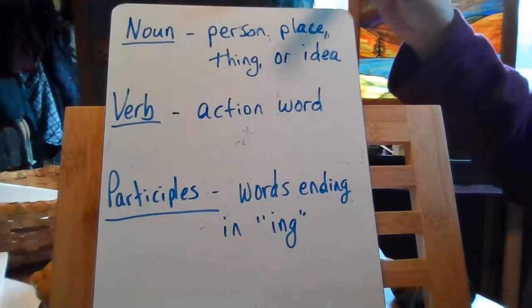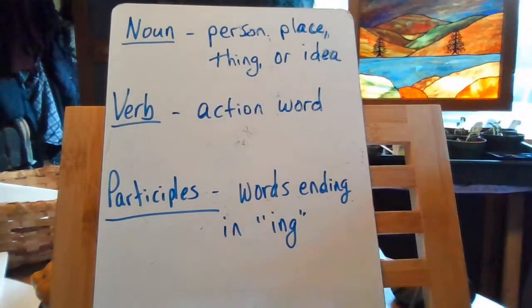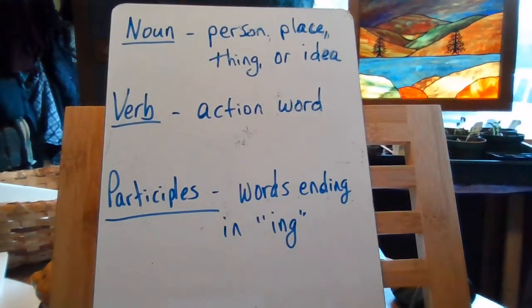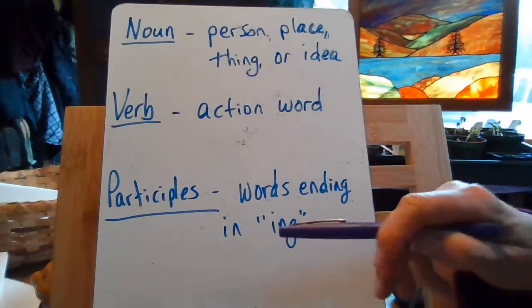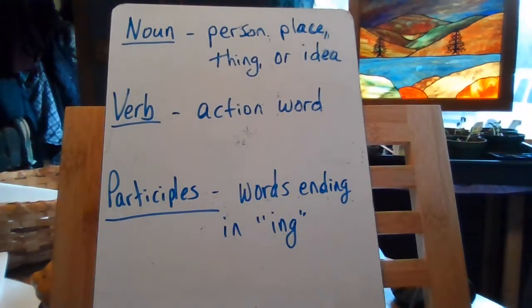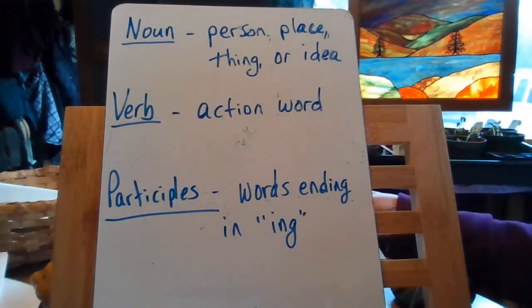So a noun, like we said the other day, was person, place, thing, or idea. Verbs are action words. Today you need to know what a participle word is, and I don't think that came up in any of the vocabulary videos, but those are simply words that end in ing.